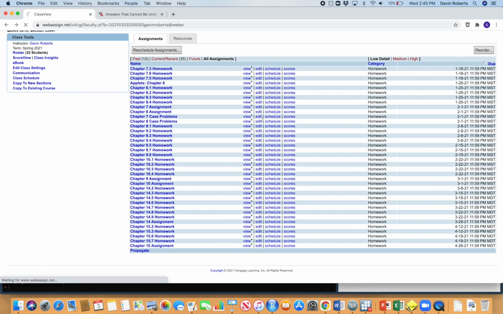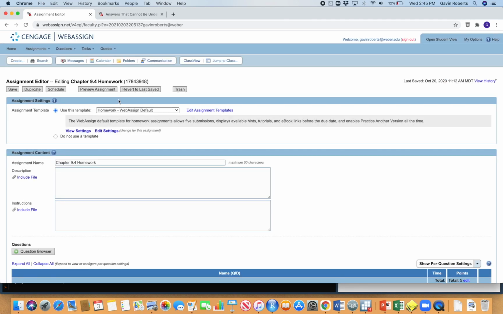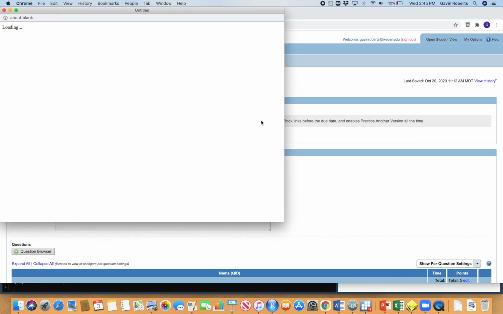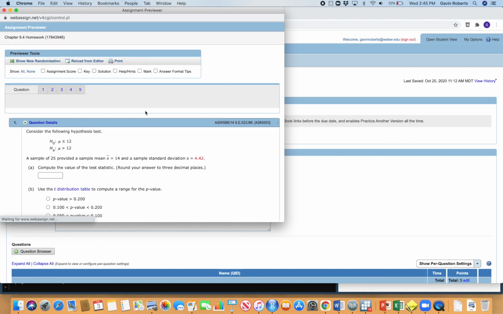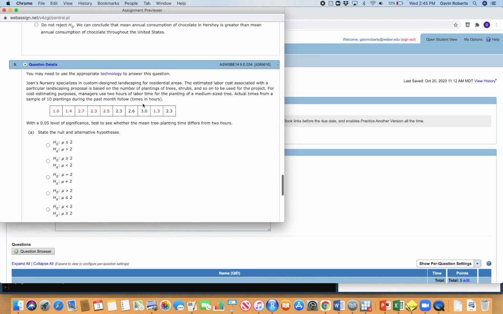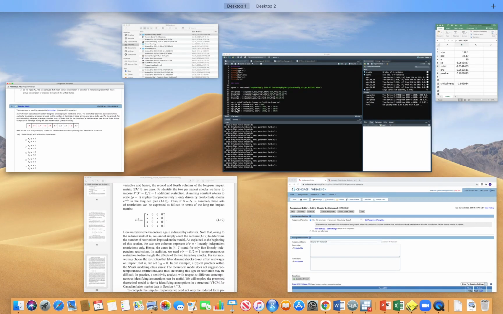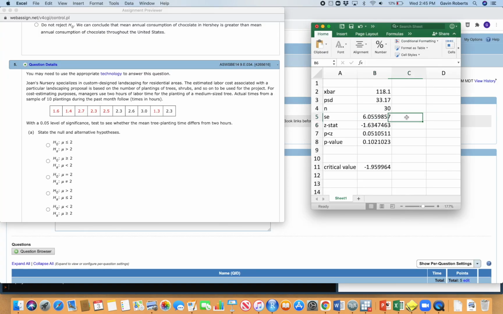Let's try homework 9.4. Preview assignment. I want to do this one because it has data. Maybe I should keep this stuff because it is helpful. You may need to use the appropriate technology.